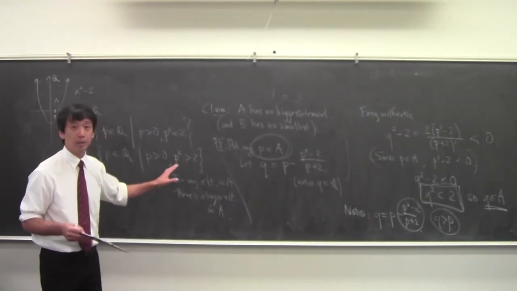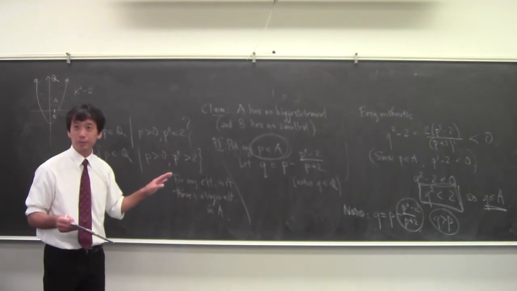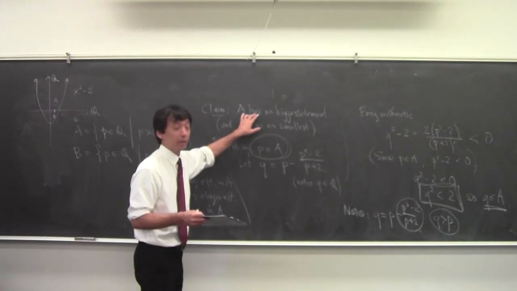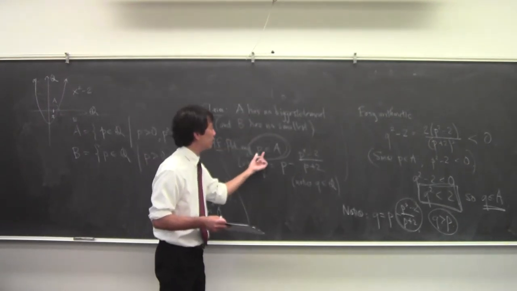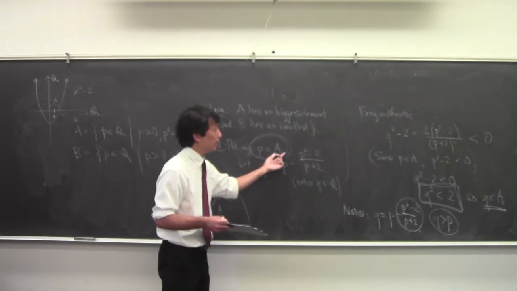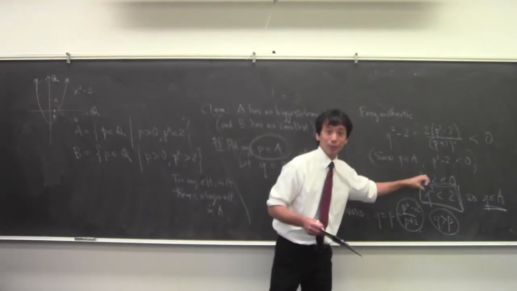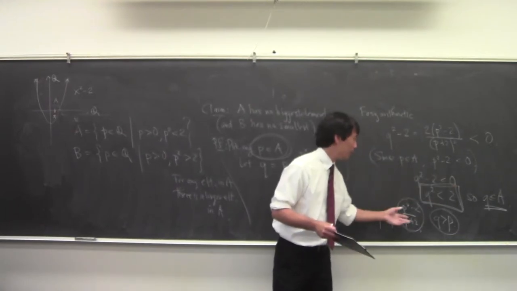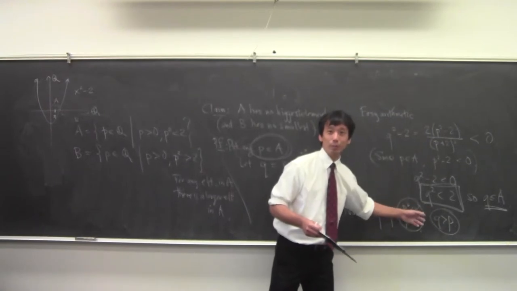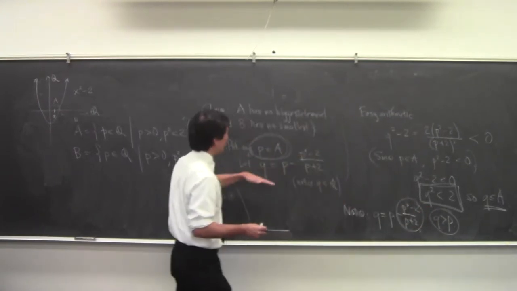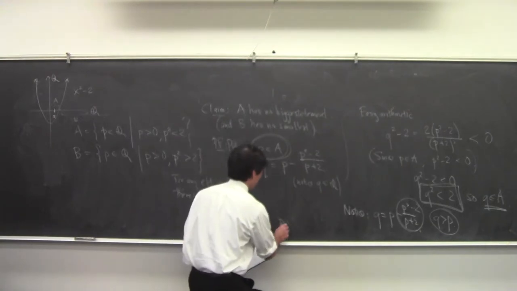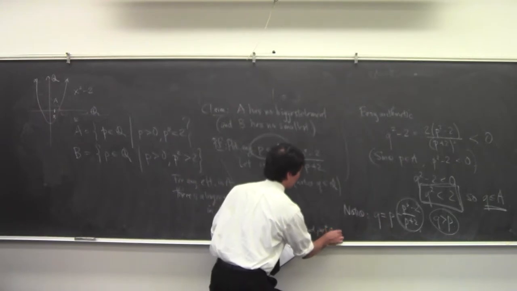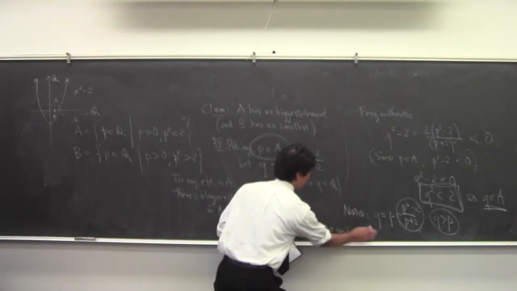Any questions so far? So that is the proof that A has no largest element. And you'll see that if we assumed P to be in B, then things would reverse. We get Q squared is bigger than 2, so Q is in B, and this Q would be smaller than P. So the proof of the second part is identical, or at least similar.